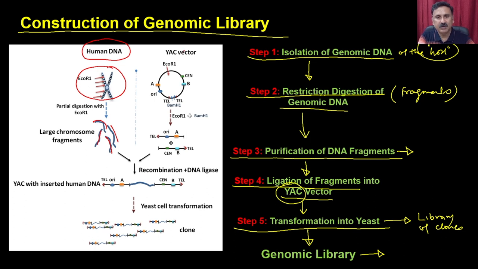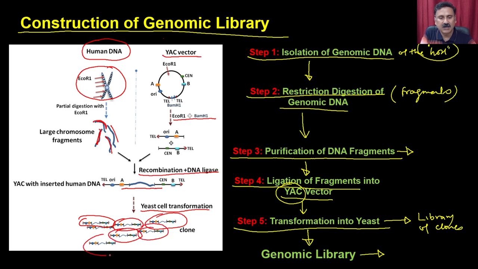In the same way, you are going to take the YAC vectors. YAC is the yeast artificial chromosome cloning vector, and it also has the EcoR1 site. So you are going to digest that with EcoR1 and BamH1, and that is going to give you linear fragments. Then you are going to do the ligation. Once you do the ligation, all these fragments are randomly ligated into the YAC vectors, and then you do the yeast transformation, and that's how you get the clones. So this is one clone, this is the second clone, this is the third clone, and so on. All these different clones are going to constitute the genomic library.